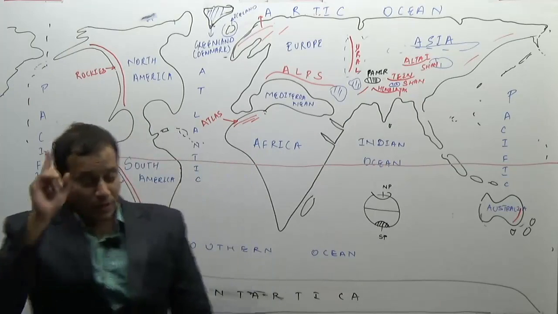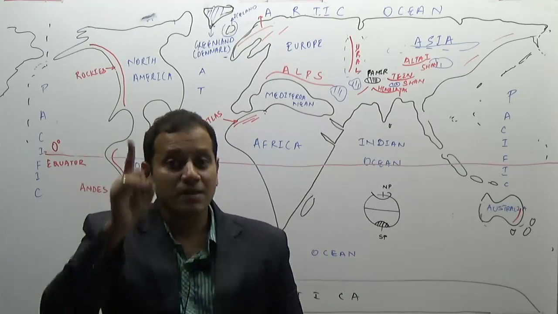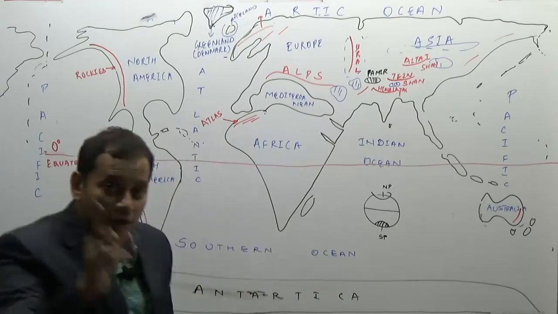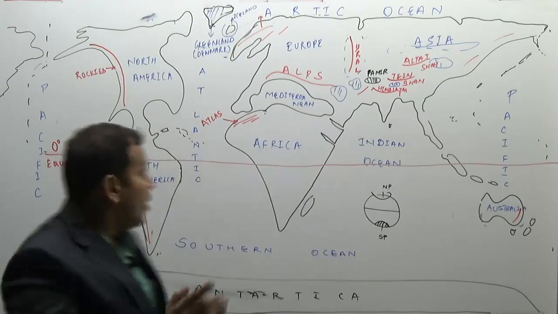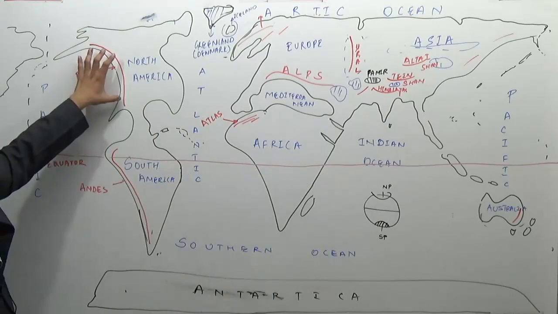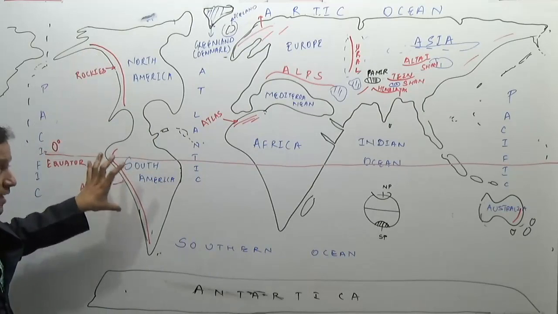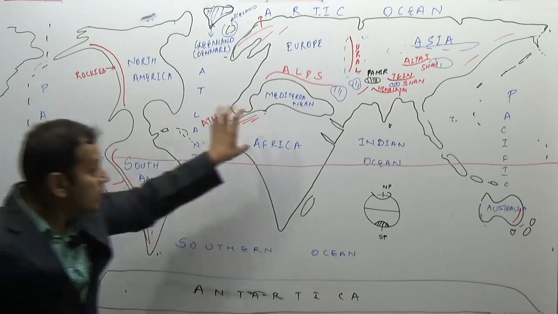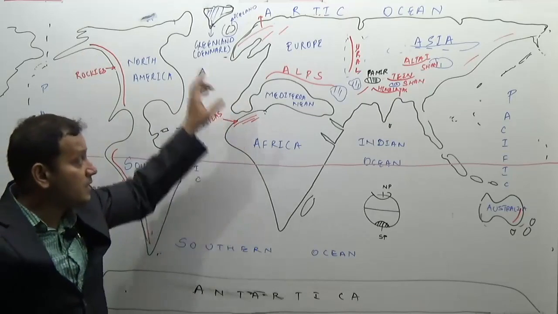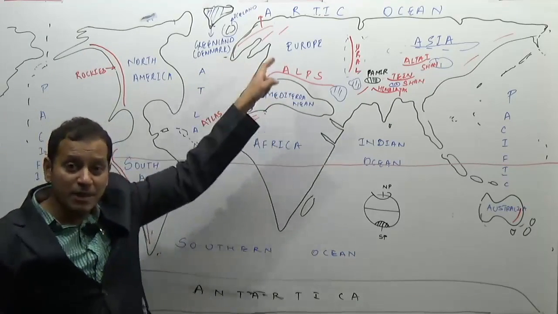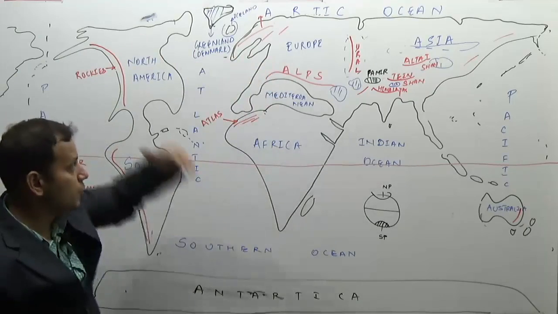So, before we start with geomorphology, some of the basic features, that is, the location of the major mountain ranges as per the continents. On the western part of North America, we have the Rockies mountain system. On the western part of South America, we have the Andes. On the northwestern part of Africa, we have the Atlas mountains. We have the Alps, which are the major mountains of southern Europe.